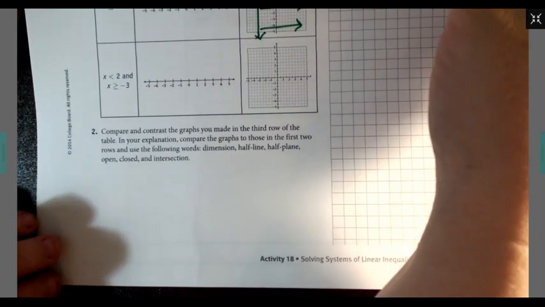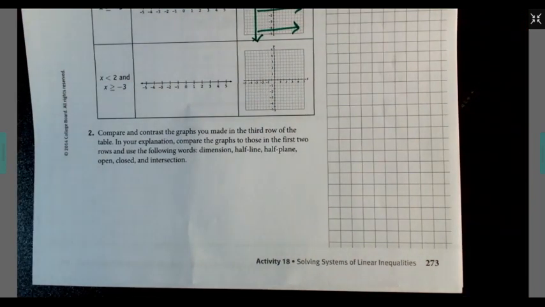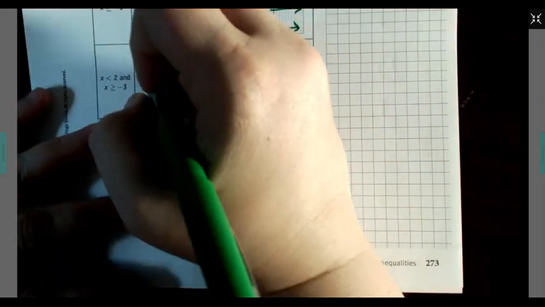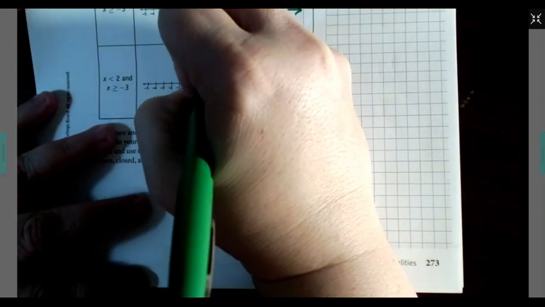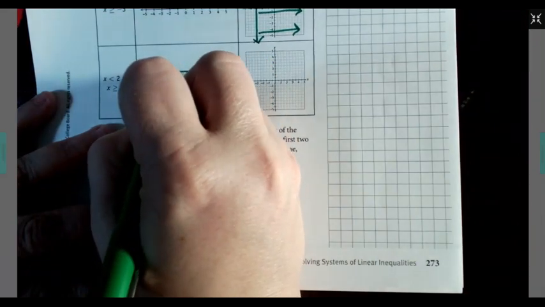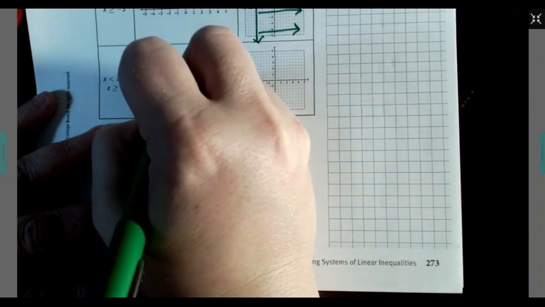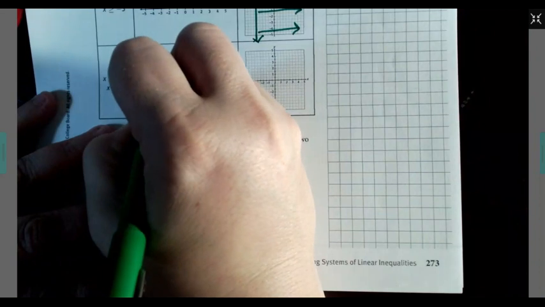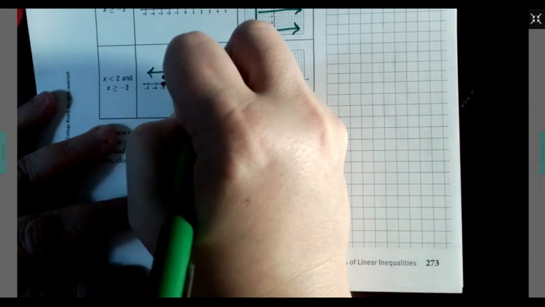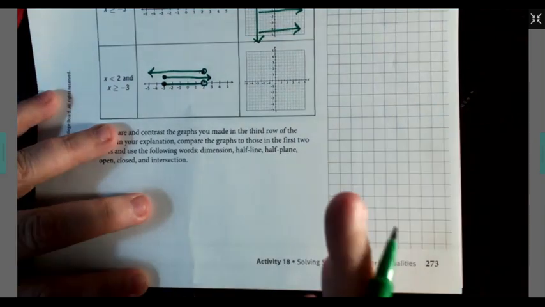The last one in the chart. X is less than 2 and x is greater than or equal to -3. So we have an open circle at 2 pointing to the left, a closed circle at -3 pointing to the right. So remember, it's only the parts that overlap each other. So everything between -3 and 2.